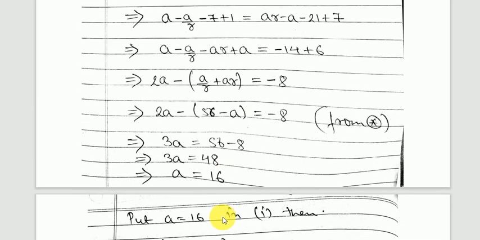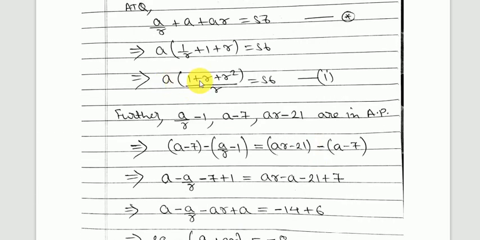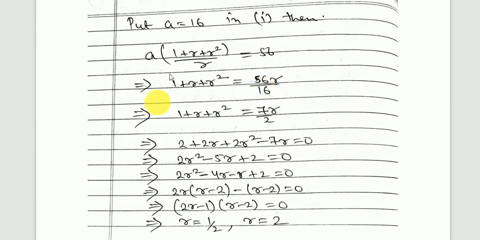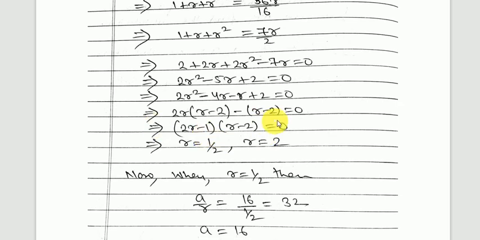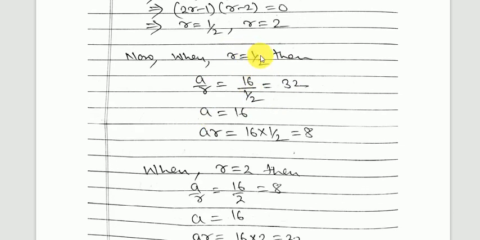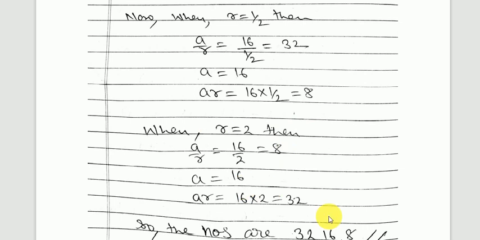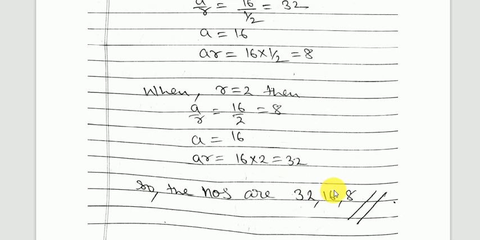Clear? Now you get A equal to 16. Put this A equal to 16 in equation 1, and then you simplify, you get a quadratic equation. Then solve that quadratic equation and you get R equal to half or 2. Clear? Then when you take R equal to half, in that case the numbers will be 32, 16, 8. If you take R equal to 2, in that case 8, 16, 32. So the numbers will be the same, only the order will be different. So the required numbers are 32, 16, 8.